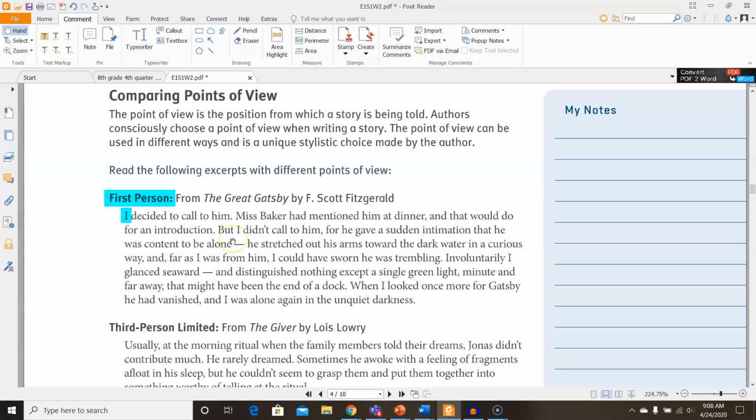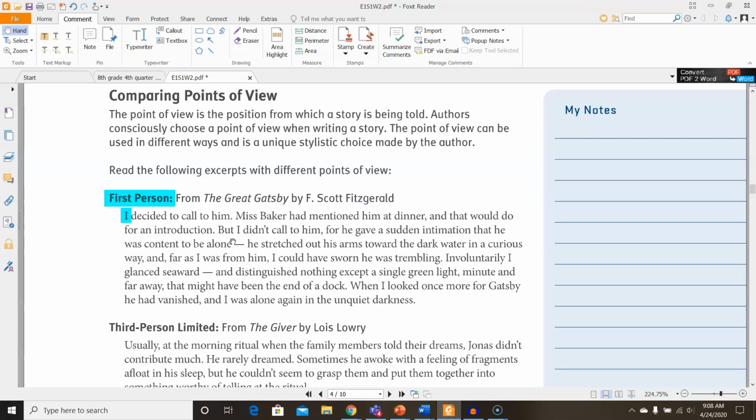So I decided to call him. Miss Baker had mentioned him at dinner, and that would do for an introduction. But I didn't call to him, for he gave a sudden intimation that he was content to be alone. He stretched out his arms toward the dark water in a curious way, and far as I was from him, I could have sworn he was trembling. Involuntarily, I glanced seaward and distinguished nothing except a single green light, minute and far away, that might have been the end of a dock. When I looked once more for Gatsby, he had vanished, and I was alone again in the unquiet darkness.